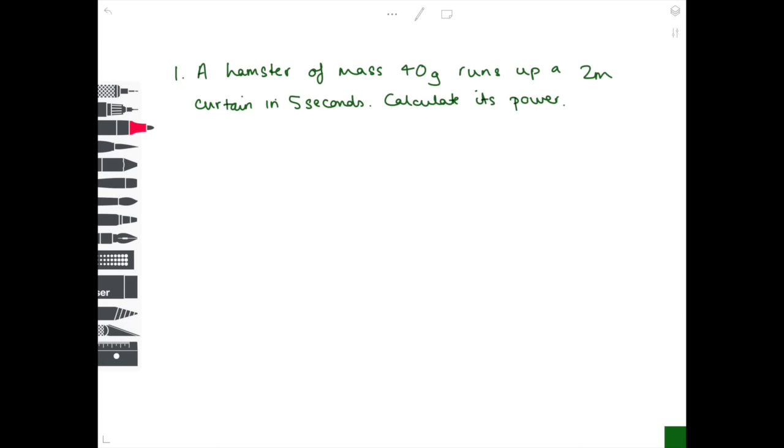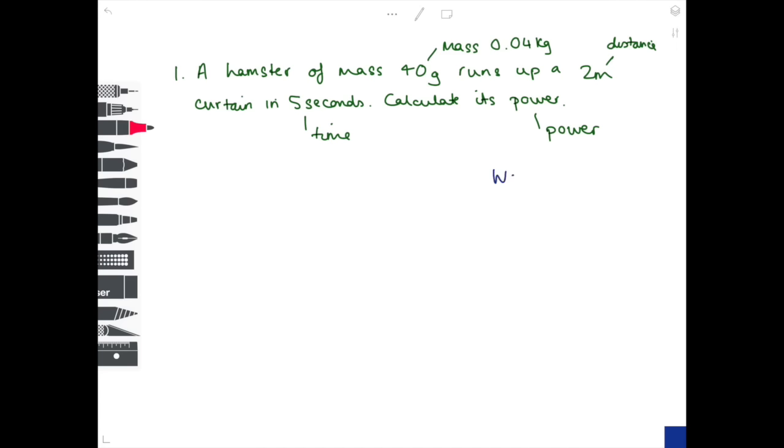A hamster of mass 40 grams runs up a 2-metre curtain in 5 seconds. Calculate its power. So we have mass, which I'm going to immediately convert into kilograms to make sure I don't make any errors. So that becomes 0.04 kilograms. We have distance, which is 2 meters. We have time, and we're looking for power. Now, there isn't a direct equation that links these components. This question is actually more complicated than it looks because you need quite a few equations, as there's no equation which directly links mass, distance, time, and power.